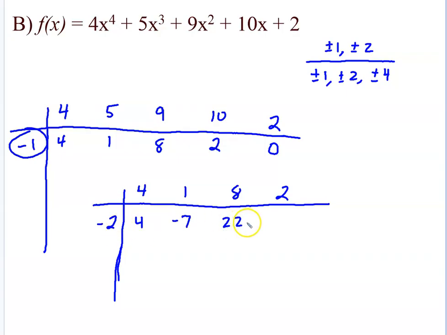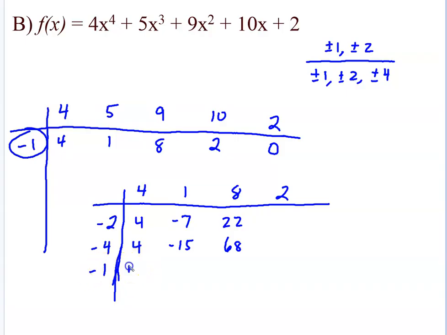It's pretty obvious that I'm not going to get a 0 remainder here, so I'm just going to move on to the next number. Let's try -4. -16 plus 1 is -15. 60 plus 8 is 68. That's not going to give me a 0 remainder, so it looks like that's going to be -1 again.